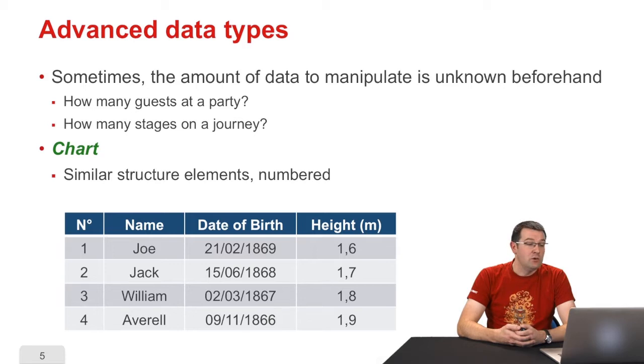There will be identical structure elements that will be displayed one under the other and numbered from 1 to the number of elements in the chart. This allows to manage elements easily. Another way of storing this kind of information is in a list.